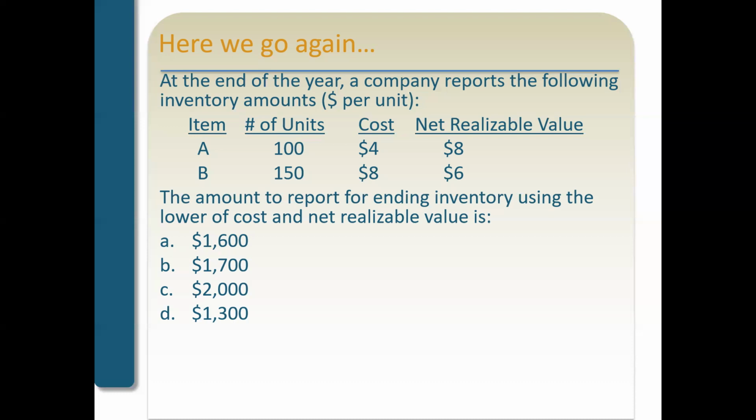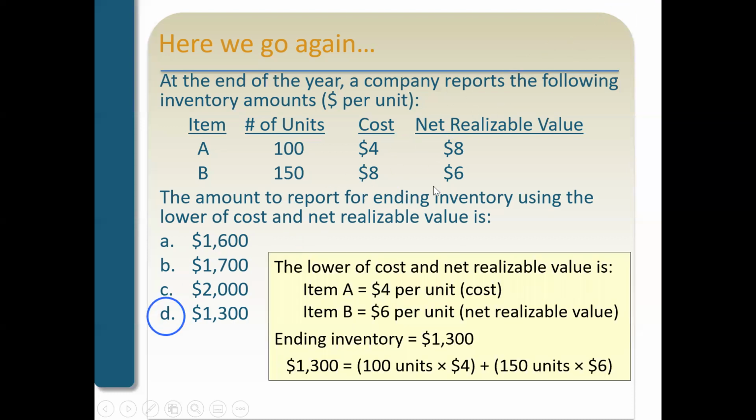Anyone have an idea? So on item A, the cost is 4, the net realizable value is 8, which is lower? Cost. Don't need to do anything. Item B, the cost is 8, the net realizable value is 6. Do we need to do something? Yes, we do. We need to reduce it by $300, right? So that would mean that our new cost in inventory is 150 times $6, and item A is 100 times $4, 1,300. Does that make sense?